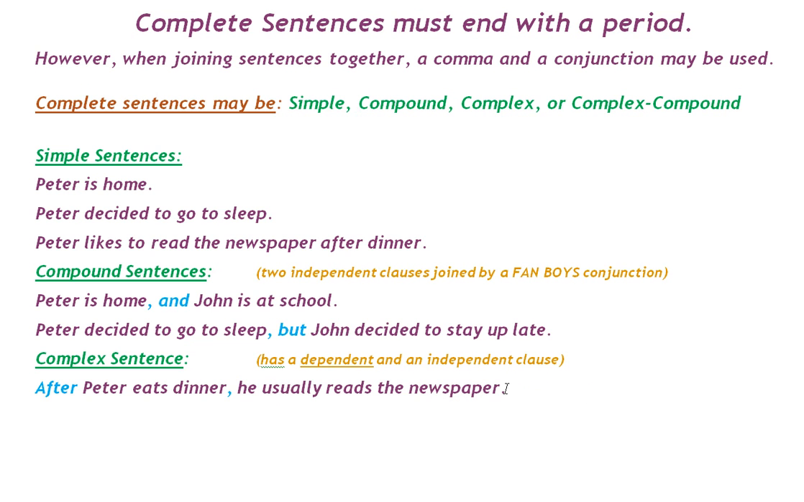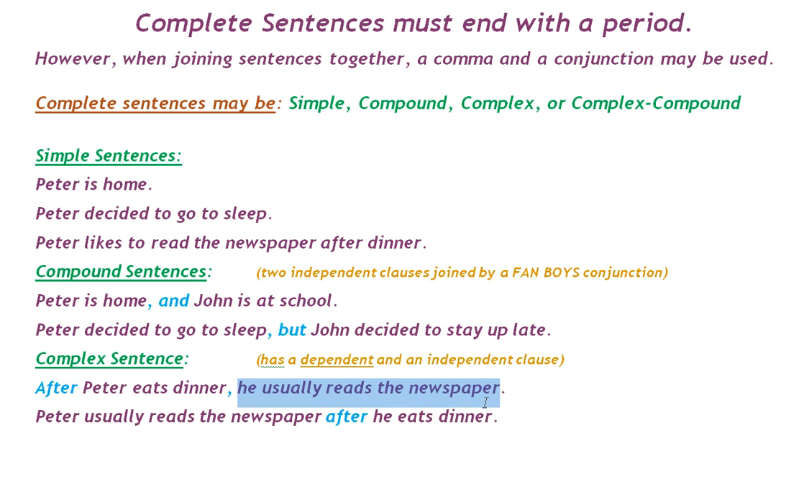Now, when you have a complex sentence, the complex sentence may have the dependent clause first and the independent second, or the other way around. The independent first. Peter usually reads the newspaper. That's independent. After he eats dinner is the other clause, but it's dependent. So you can swap the sentences. If the conjunction is first, you need to put a comma between the two clauses. If the conjunction is between the two clauses, no comma is needed.